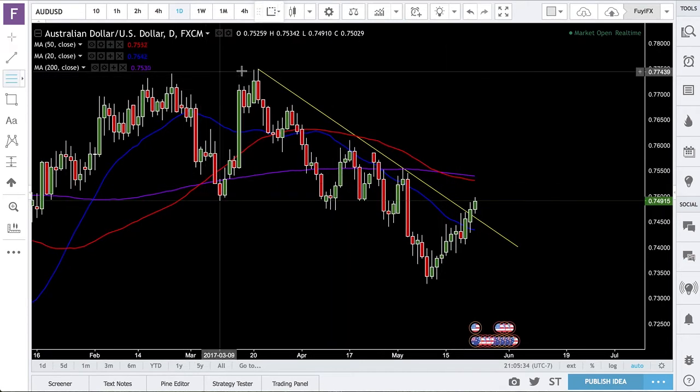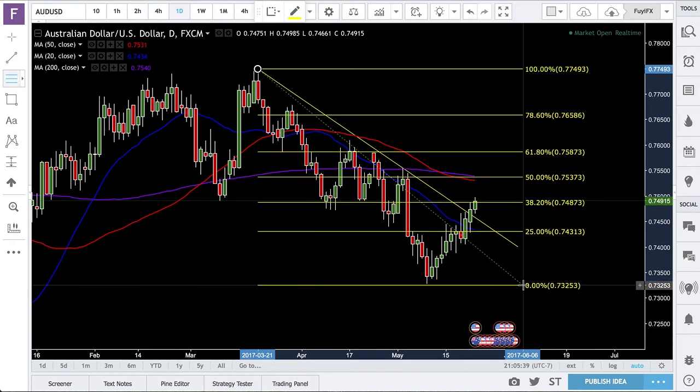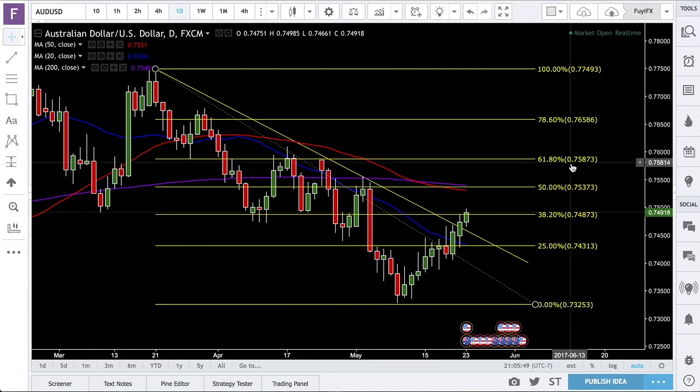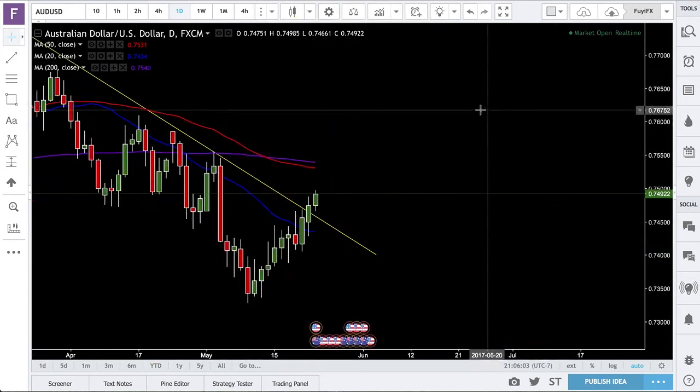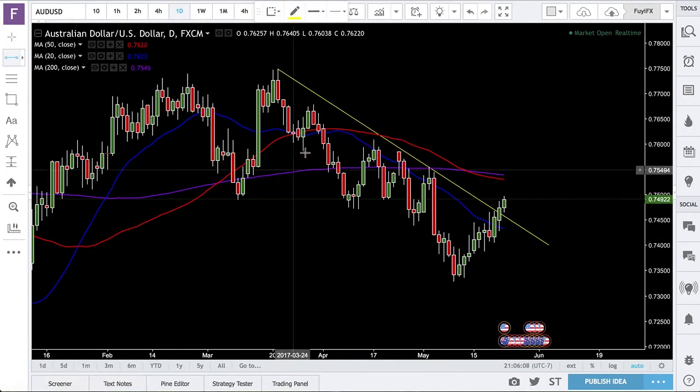Next target, I bring back my fib. You can see there, I'm looking at the 50% as the first target, but I really like the 618 up here. And that sits at 75.8, call it 75.9, maybe 75.85. You could see that clearly here. This is a really good area of interest here. I'll go ahead and delete that, and I'll draw a line instead so you guys could see it a lot more clearly.